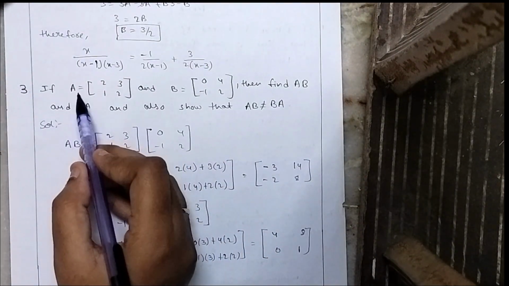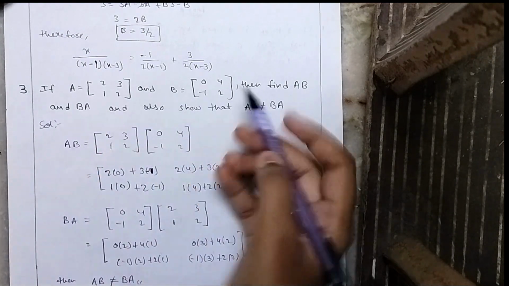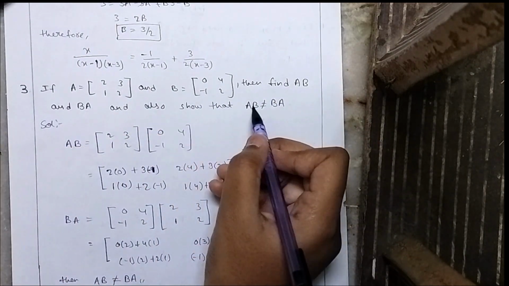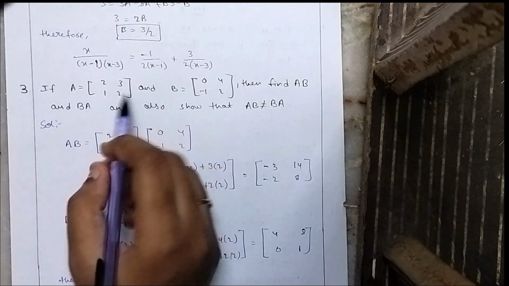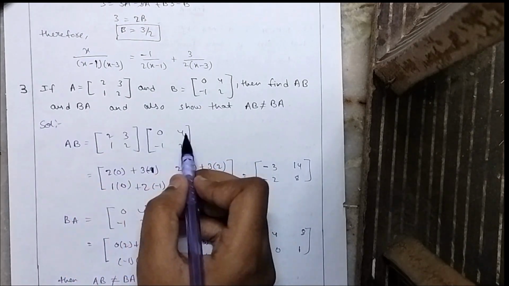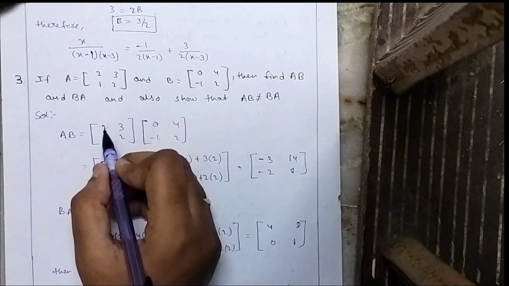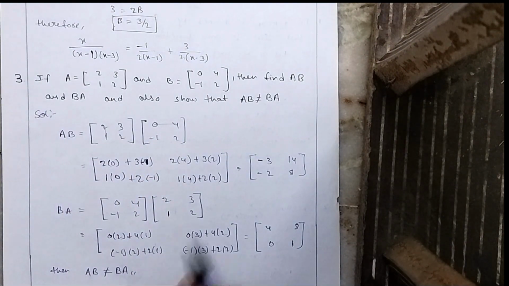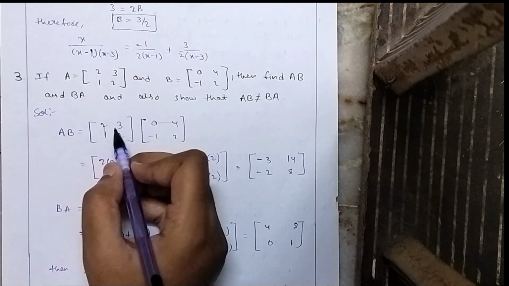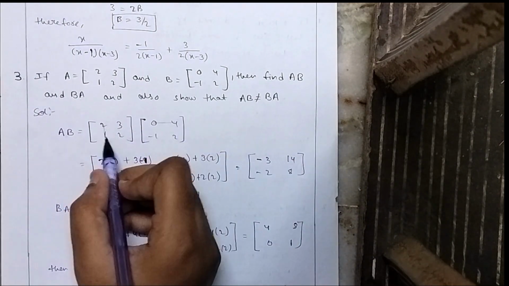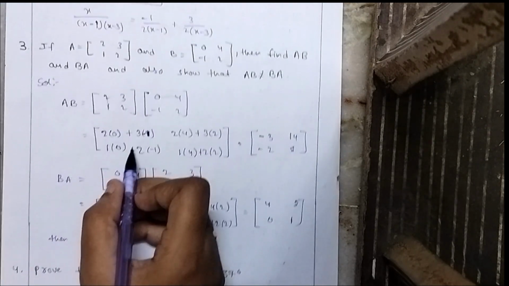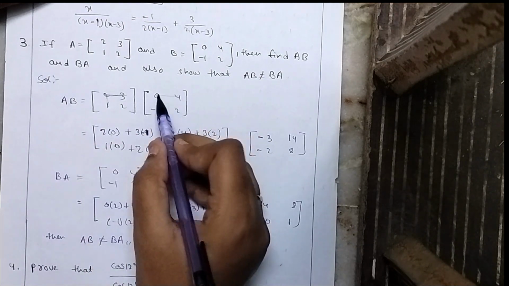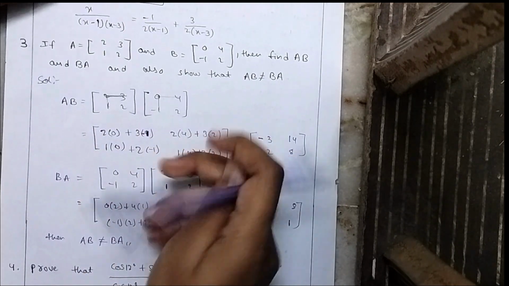Third question: if A = [2 3; 1 2] and B = [0 4; -1 2], then find AB and BA and also show that AB is not equal to BA. So the multiplication of the two matrices. How do we multiply? First row, first column. We can multiply in many ways, like this: 2 into 0 plus 3 into 4, or any other. From this section, they are multiplying like this, first row, first column.